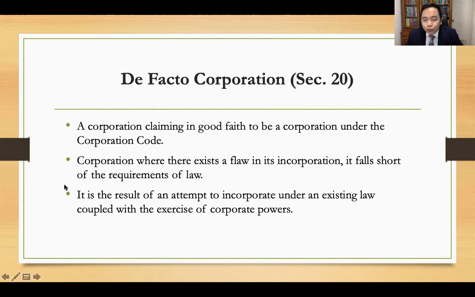Okay. Class, I told you during part one that you have to memorize the requisites of a de facto corporation under Section 20. Now, a de facto corporation, class, is a corporation claiming in good faith to be a corporation under the corporation code. In other words, class, itong corporation na to, merong defect, merong flaw doon sa requirements niya na sinubmit sa SEC. It falls short of the requirements of the law. It is the result of an attempt to incorporate under an existing law coupled with the exercise of corporate powers.